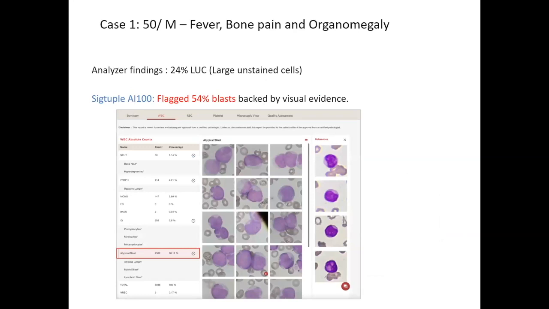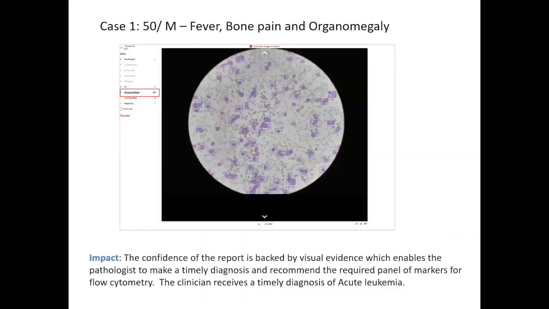The analyzer finding showing 24% large unstained cells, and SigTuple AI 100 flagged 54% blast, which was backed by visual evidence. Not going into detail, but again, this gives you confidence. You have this slide always with you. So this is a case from 2021, down the line 2 years. I'm going to have this case for so many years ahead, because everything is on cloud. So even if my computer corrupts, I still have this on my cloud. So I can always go back. I can always see what is in what case, which type of blasts are there, etc.